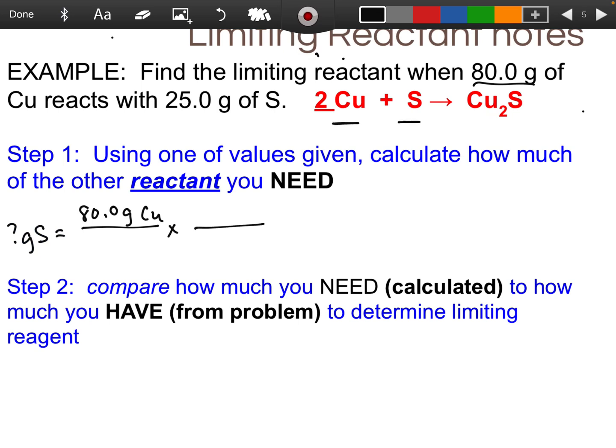So first you have to go from grams to moles. You would use the molar mass of copper from the periodic table, which is 63.55 grams of copper for every 1 mole of copper. So your first step is to change grams to moles.